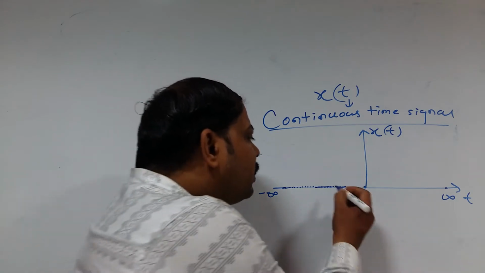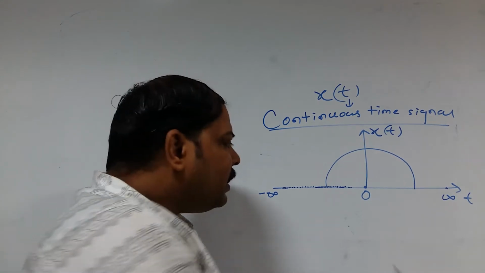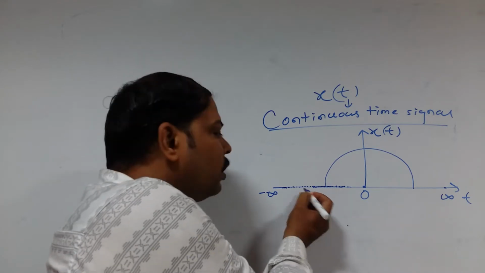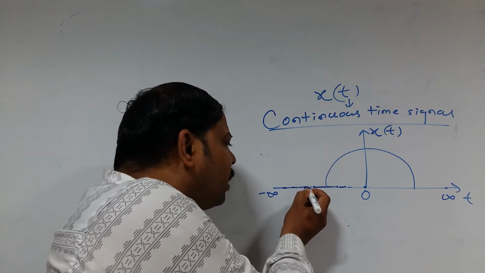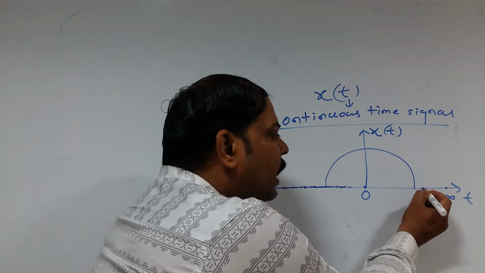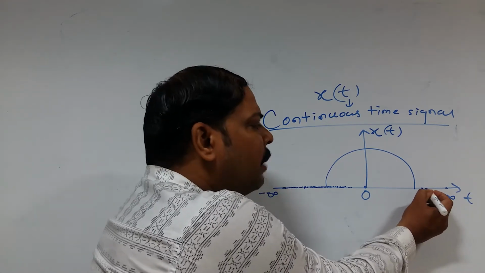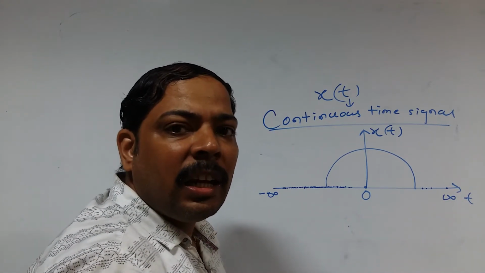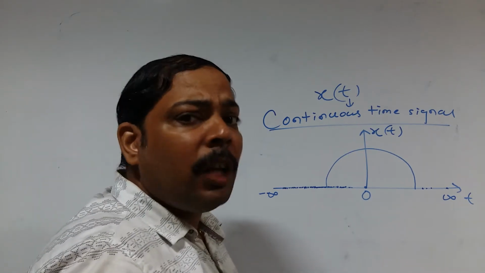See here, suppose I have this signal. This is the plot of the signal. Suppose you consider this time. What is the value of the signal? Suppose the value of the signal here is 0. Any time you consider, you are able to say the value of the signal. This time, signal value is 0. This time, signal value is 0. Any time you consider, the signal value is 0, and you know 0 is a defined value. It is not an undefined value.